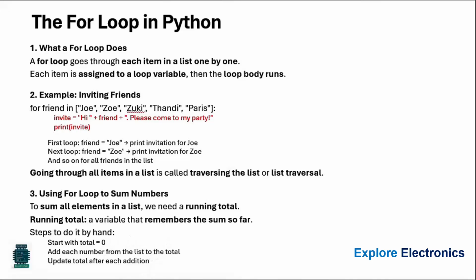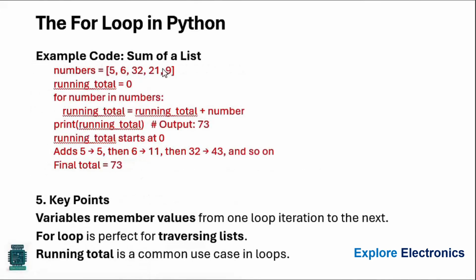Let us see an example. This is the list of items. I have 5, 6, 32, 21 and 9. Here running total is initially 0. For number in numbers, running total is equal to running total plus number. It will take all the numbers in that list and print the running total. The output will be 73. It will add all the numbers present in the list and give the output as 73.